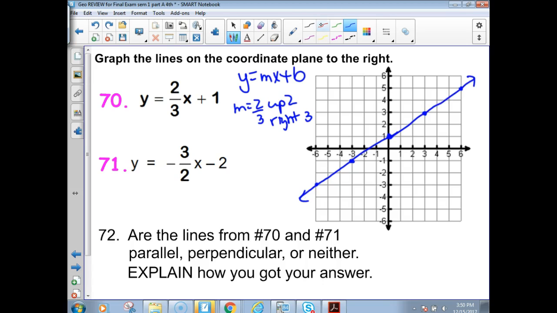Number 71, I would graph by starting at the b value of -2, which is the y-intercept, the -2. The slope is -3/2, which means to go down 3, right 2. Again, this is where you start on the y-axis.